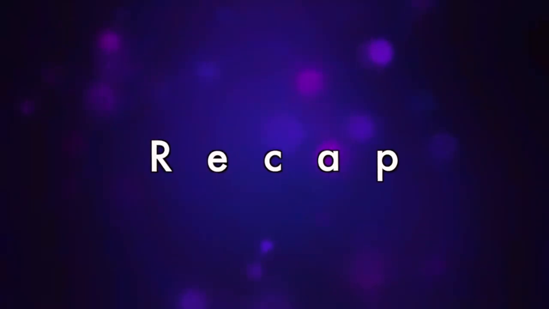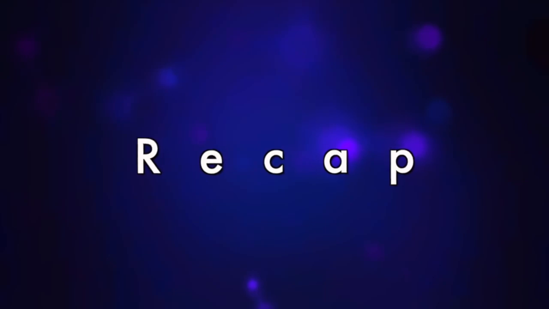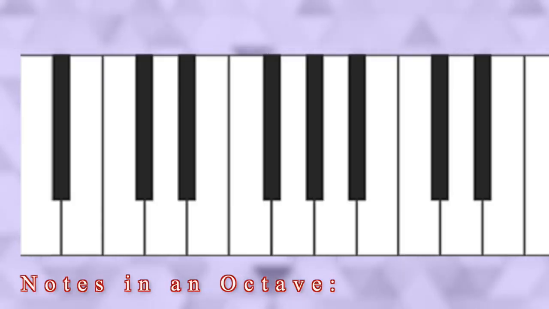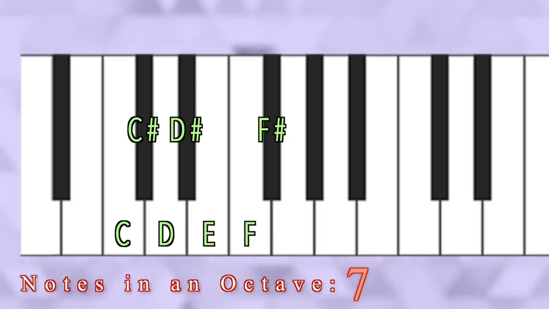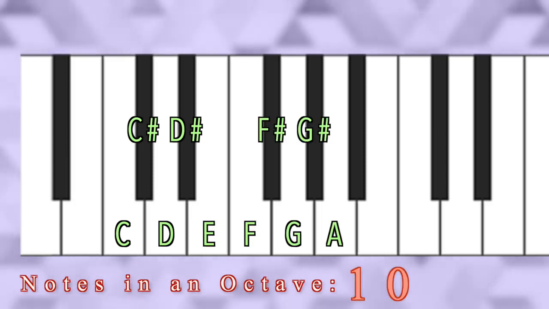So now, to really hit it home, let's quickly recap all the notes in any given octave, starting with C, C sharp, D, D sharp, E, F, F sharp, G, G sharp, A, A sharp, B, bringing us to a grand total of 12 semitones in a single octave.